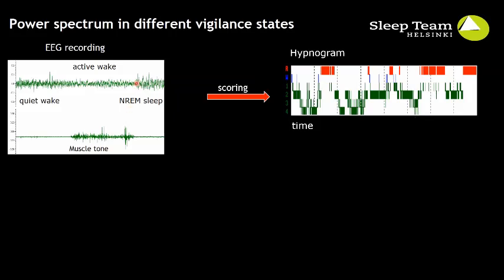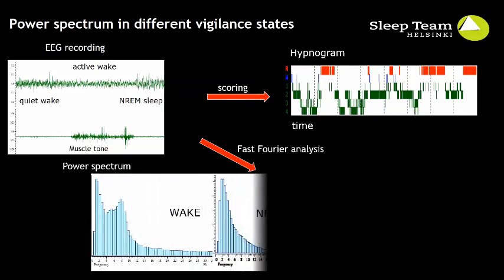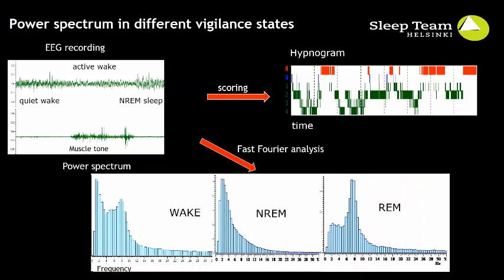Here you can see the original EEG recording, of which we first construct a hypnogram with separation of different vigilance states. The Fourier transformation is executed in different vigilance states separately. Here, waking, non-REM, and REM. You can see large power in delta range in non-REM sleep and theta range in REM sleep.